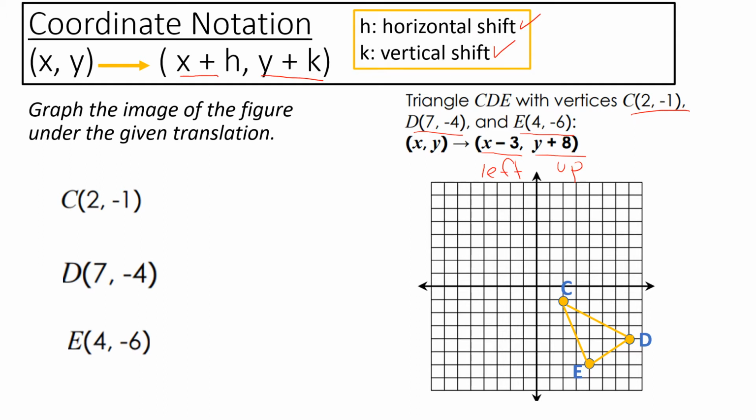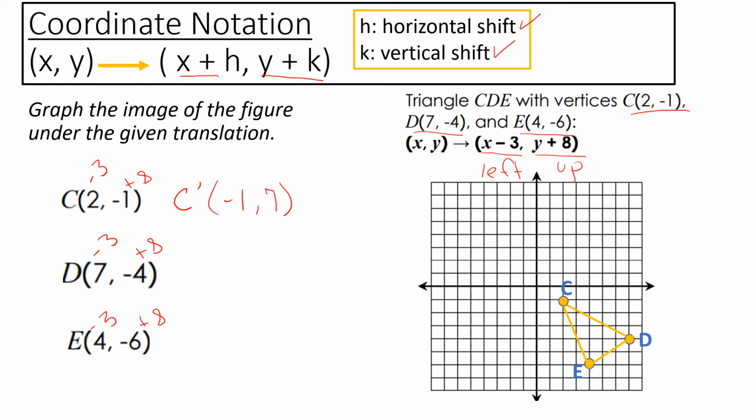The way we do that, we simply take each ordered pair, each vertex of our pre-image here, and since that is a -3, we are going to subtract 3 from each of our x values. So I'm going to put -3 above each of our x values, and then we're going to add 8 to each of our y values. So for our C prime, we have 2 minus 3, which gives me -1, and then -1 plus 8, which gives me 7.